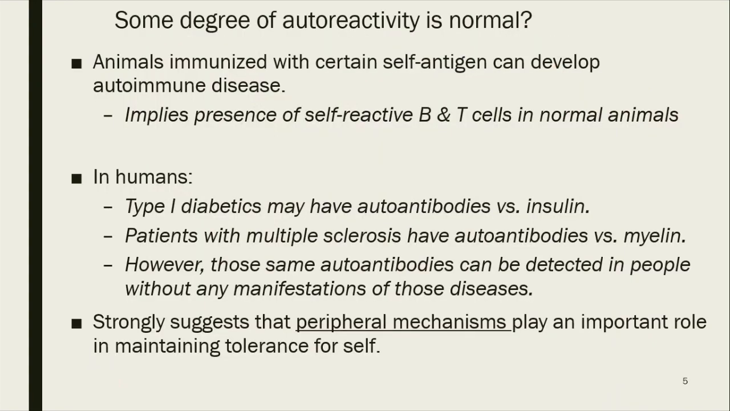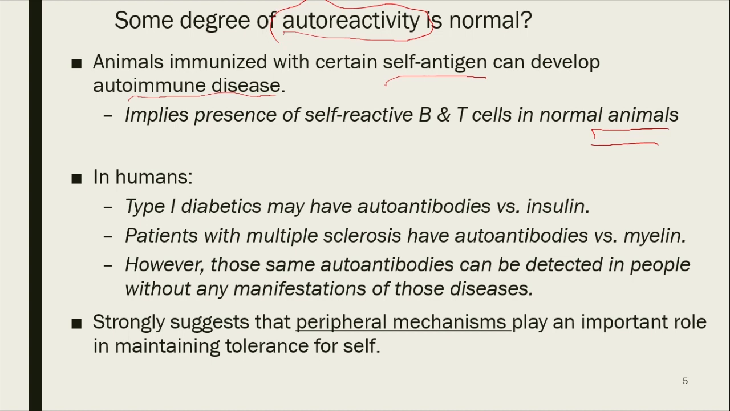So in that sense, there is some type of auto-reactivity, right? You naturally have some recognition of self-antigens, and in some animal studies, animals immunized with certain self-antigens can develop autoimmune diseases. So it implies that the presence of self-reactive B cells and T cells is actually something normal in animal models.